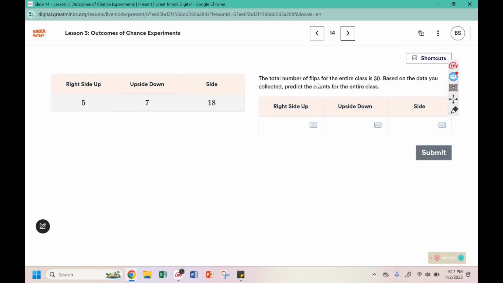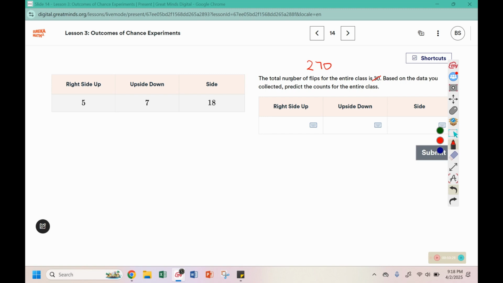And then it says the total number of flips for the entire class is, and it's going to change based on if your peers have completed this. Based on the data you collected, predict the counts for the entire class. Let's say, for example, that your class had 9 groups. So then each group would have completed this 30 times. So we should have a total of 270 flips for the entire class.